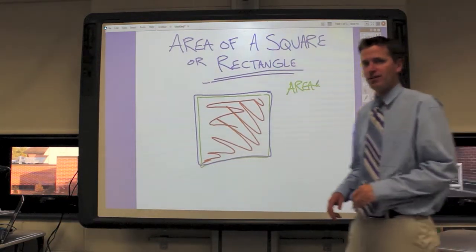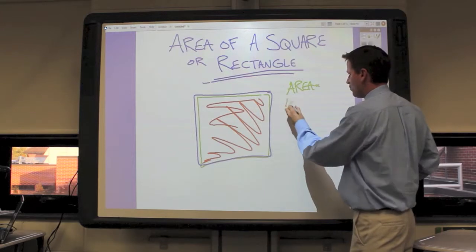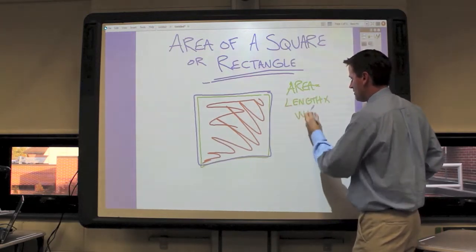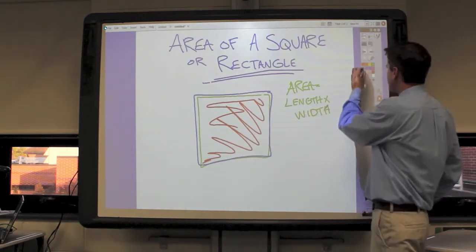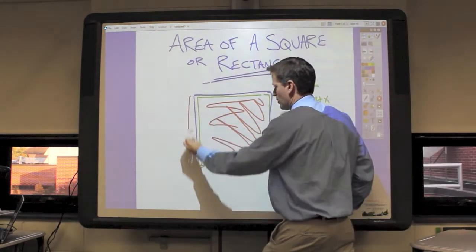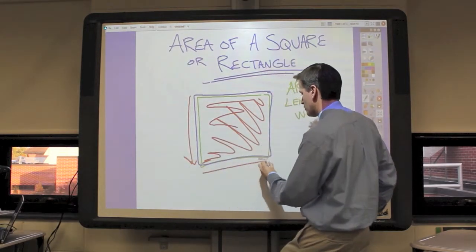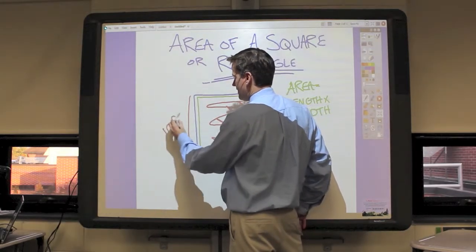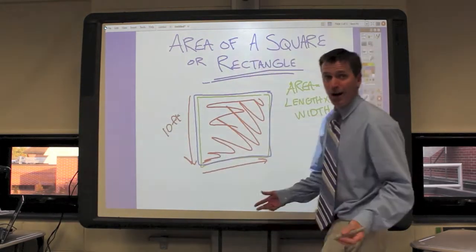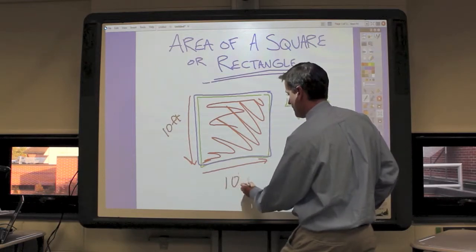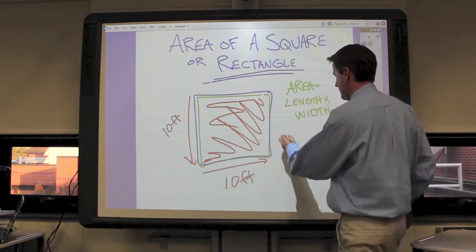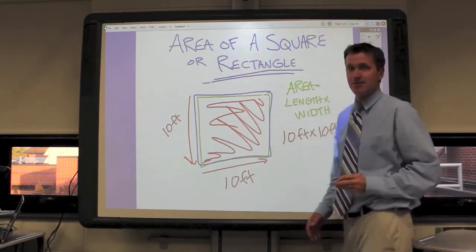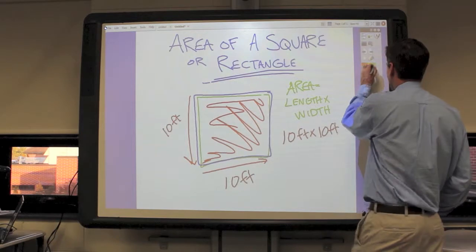Area is actually going to equal length times width. All right? Length times width. Now, if we look at this square up here, this would be the length of our square, and this would be the width of our square. So let's say, for example, we had a length of 10 feet. And if it's a square, obviously it has to also be another 10 feet. So it would be 10 feet times 10 feet. And 10 times 10 is actually going to get me 100.